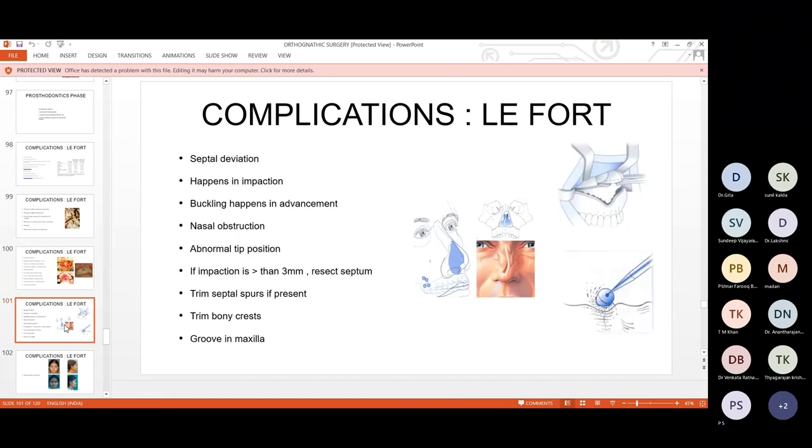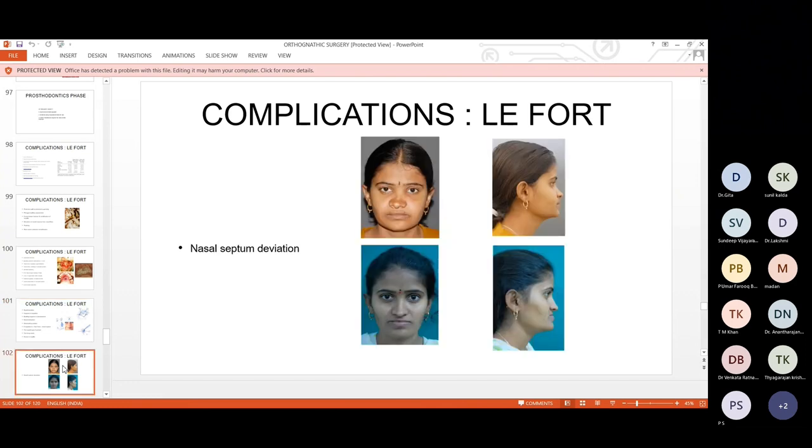Septal deviation can happen with impaction of the Le Fort I osteotomy. If it is more than 3 millimeters, you have to resect the septum. If it is less, then you have to trim it, or burring of the spurs can be done, or a groove can be made in the maxilla so that the caudal portion of the septum will come and sit there. These are some of the complications.